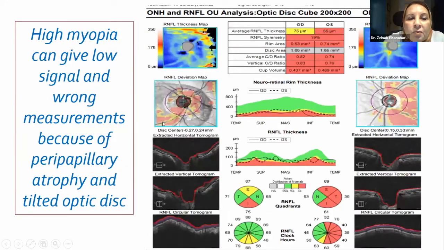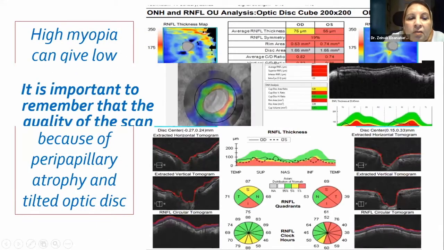Also in high myopes, they may give us a low signal, wrong measurements, because of the peripapillary atrophy and the tilted optic disc, as we see in this photo.